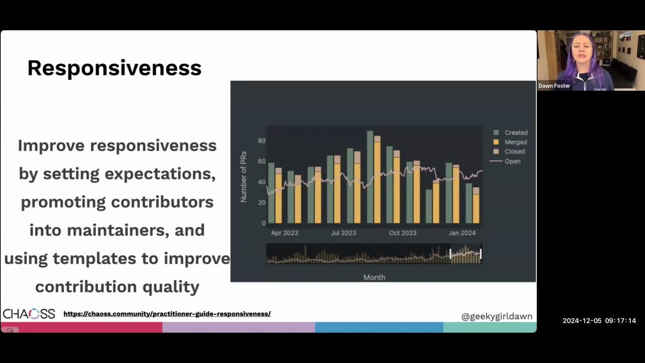So if you see responsiveness declining, there are a few things you might do. First, it can help to set expectations and help contributors understand when they might expect a response. It also might be time to move more contributors into leadership roles and promote some trusted contributors to become maintainers for your project, which I'll talk more about on the next slide. And finally, you might also want to create or improve your issue and change request templates to make it easier for people to make high quality submissions that require less work from maintainers.